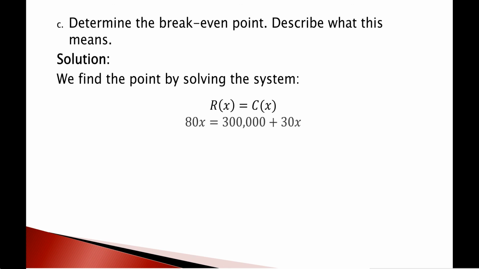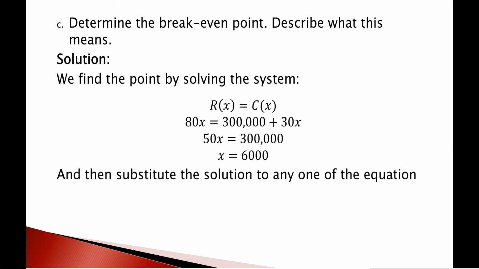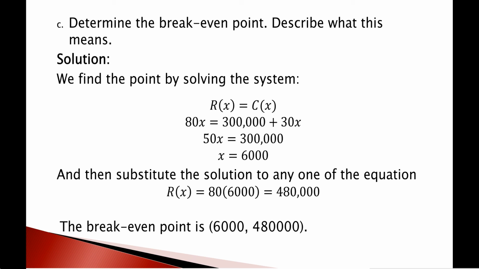We have already got our R of X, which is 80X, and our C of X, which is $300,000 plus 30X. If we solve this equation, first we combine the like terms, that is the X terms, and then we solve for X, which is 6,000. Now we substitute this solution X equal to 6,000 into either equation, R of X or C of X; both will give you the same result. We choose the revenue function and substitute 6,000 for X, and we get $480,000. So our break-even point is 6,000 and $480,000.